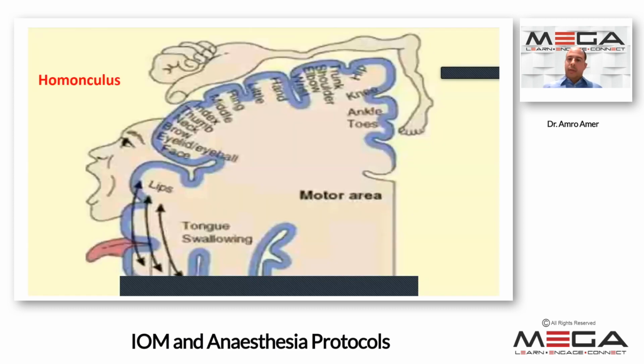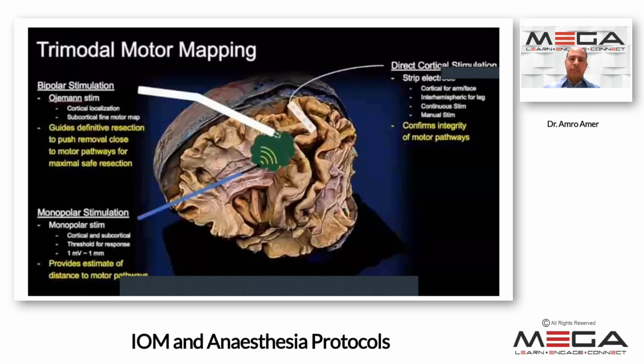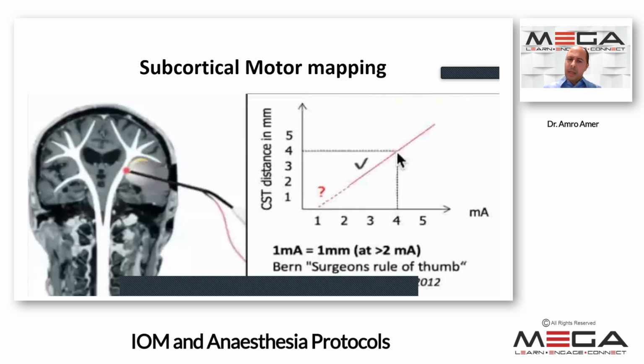So this is the homunculus of the brain. For motor mapping, there are three ways of doing that: either direct, by strip electrodes or grid electrodes, what's called monopolar stimulation, or bipolar stimulation. There was a slide before that showing it. Each one has its own pros and cons, and I tend to choose one of them depending on the surgery. Subcortical mapping is very efficient actually in preventing injury to the descending corticospinal tract.